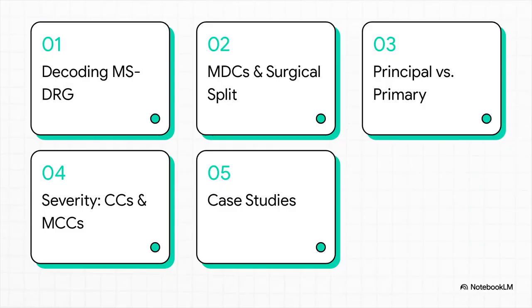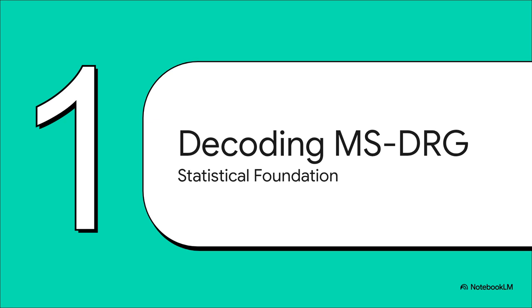Here's our roadmap for this explainer. Section 1. Decoding the IPDRG system. 2. MDCs and the surgical split. 3. Principal versus primary diagnosis. 4. Severity, CCs and MCCs. And 5. Documentation case studies. Now, I know it's a pretty heavy hierarchical concept, but don't worry, we are going to unpack the whole shebang together. Let's start with Section 1, Decoding the IPDRG system, the statistical foundation.